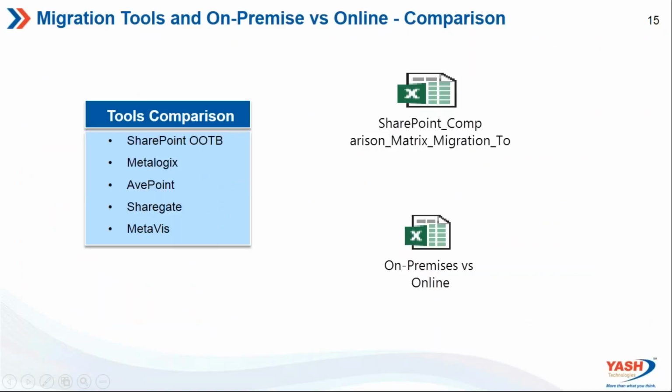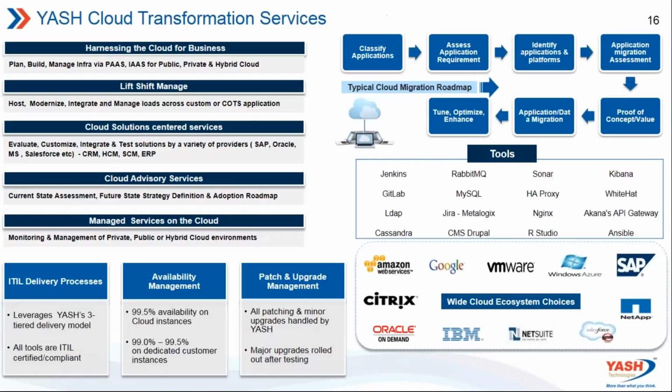YASH Cloud Transformation Services, this is how we transformed ourselves from an on-premise as well as cloud and a hybrid version. We classify applications, assess applications based on the requirements, identify application platforms, and do the assessment, and whatever is required for the migration roadmap. As I said before, we plan based on the pre-upgrade checklist, and then do a proof of concept implementation after a comprehensive assessment of the environment.